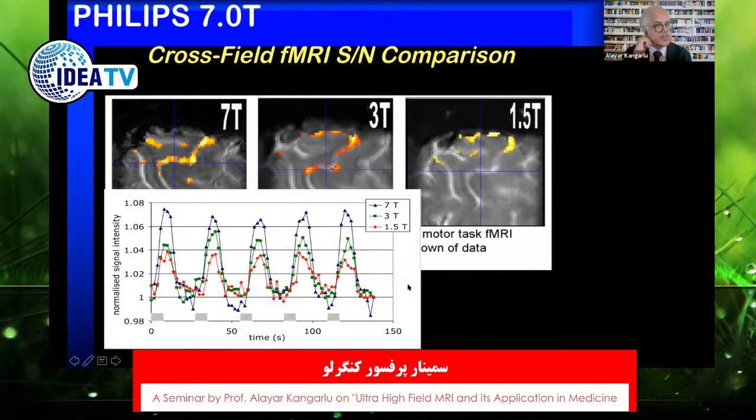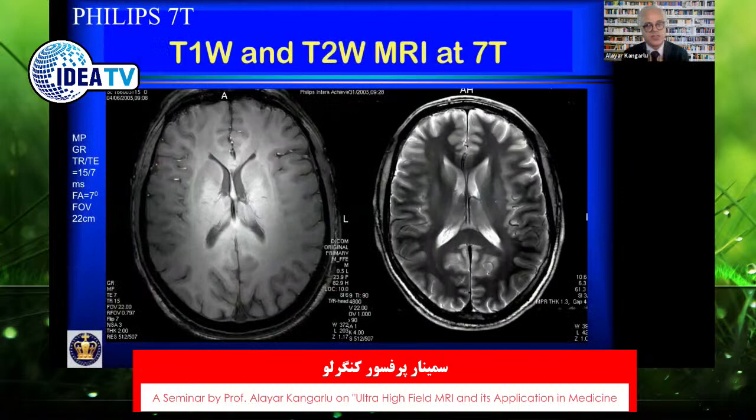Here is the comparison between those 3 field strengths. The activated regions not only follow the cortical ridges in the brain more accurately, showing that only the cortical ridges are activated, but you can also see more activated regions at 7 Tesla compared to 3 and 1.5 Tesla. Not only that, you can see the difference in the fMRI signal to noise, something we call fMRI contrast to noise. So 7 Tesla offers much higher activation compared to 3 Tesla and 1.5 Tesla, and that's really the power of ultra high field.